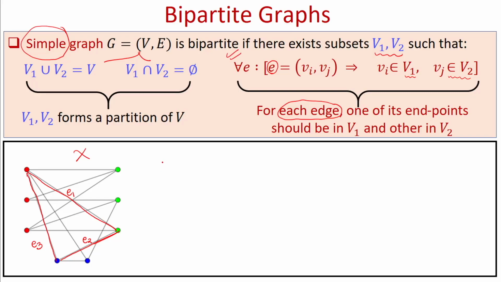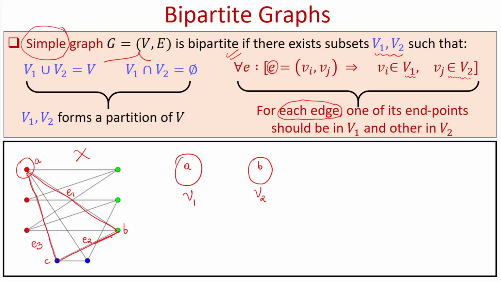Say for instance, I include this red colored vertex in the set V1. Let me call these vertices A, B, C. So suppose I include A in V1. As per my requirement, since the other endpoint of edge E1, namely the vertex B, should be in the other subset or other partition, I should put the vertex B in the subset V2. That's fine.